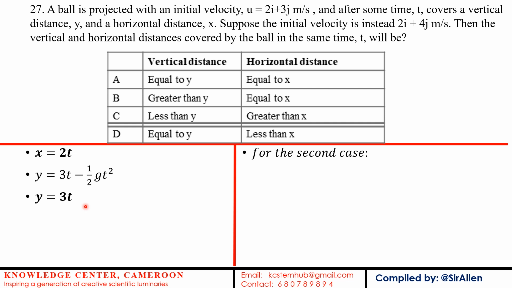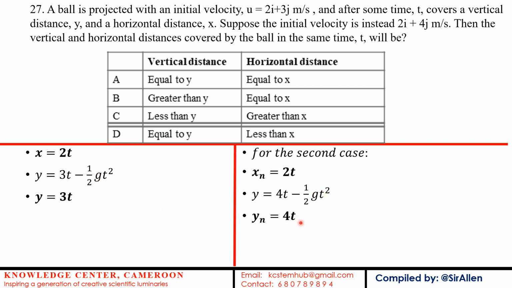Now, we can go over here and look at the second case where the initial velocity is now 2i plus 4j. And our x new will now be what? 2 times t, because you're still getting this initial velocity in the x direction multiplied by t. And then you get the y component of its displacement. You get this initial velocity in the y direction, you multiply by t, and then you add the gravity component to it. Since the gravity components are equal, that's why we're ignoring them. Can you see negative half gt squared, negative half gt squared?